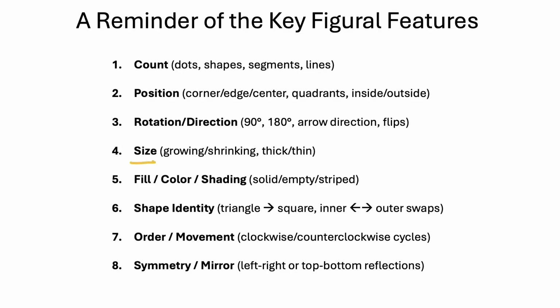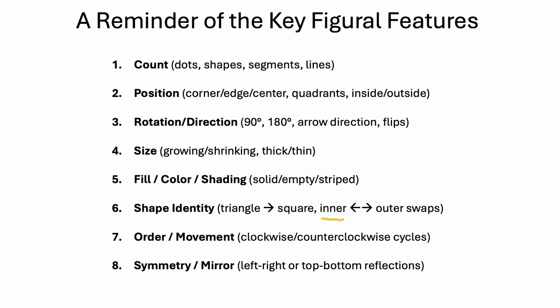Then we have 4, size. So of course, growing and shrinking are things, whether it be everything in a frame or just parts of a frame, are they getting larger or smaller, or as we saw before, thicker or thinner. Then number 5, we have fill, color, and shading. So some frames may be solid, others empty, or again, striped. Then for 6, we have the shape identity, so the type of shape. So perhaps you have a frame that goes from a triangle to a square, for example. And then again, in the examples where we have an inverting or an exchanging of positions between inner and outer shapes, the shapes can be swapped.